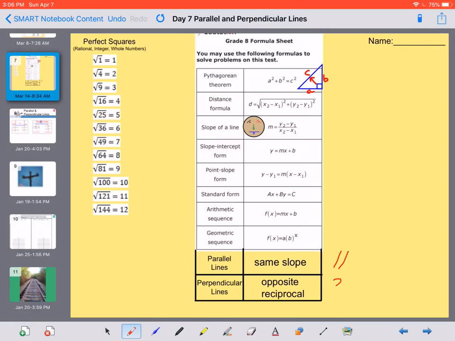What that means is if I have 2/3 as a slope, the opposite reciprocal would be a negative, then the reciprocal is 3/2. Now perpendicular lines look like this. They make a right angle when they cross. So add those two things at the bottom of your formula sheet.